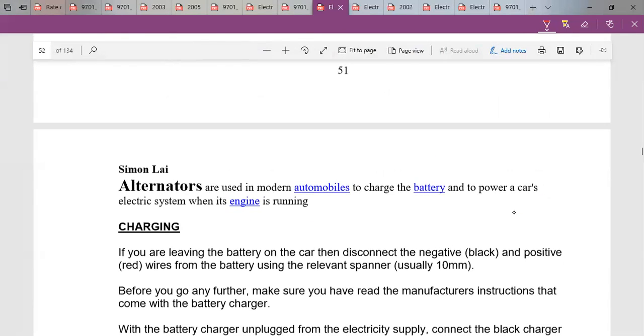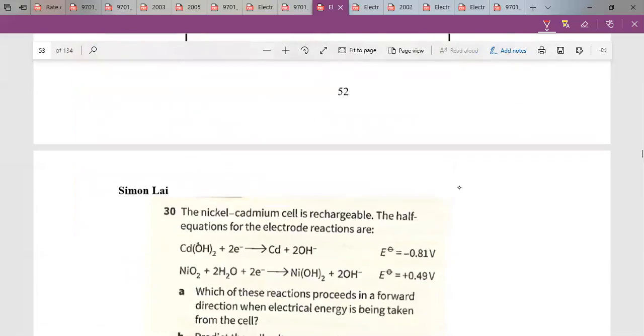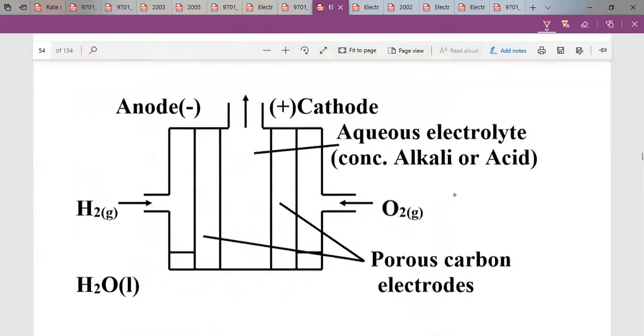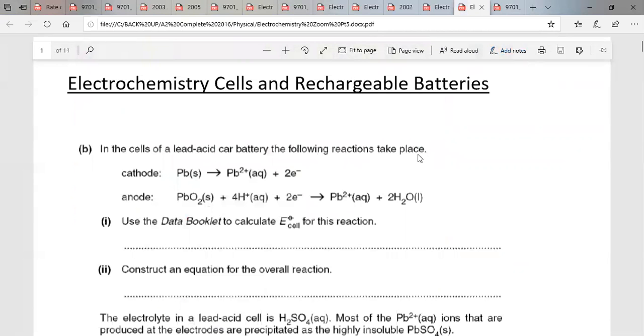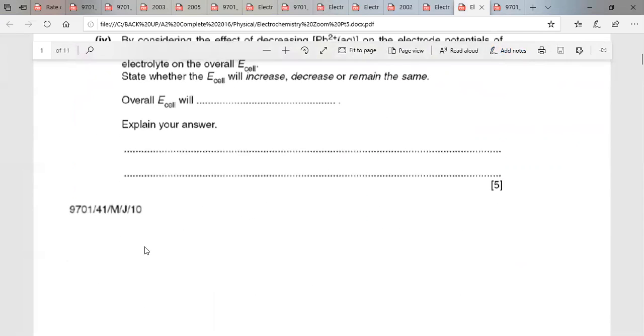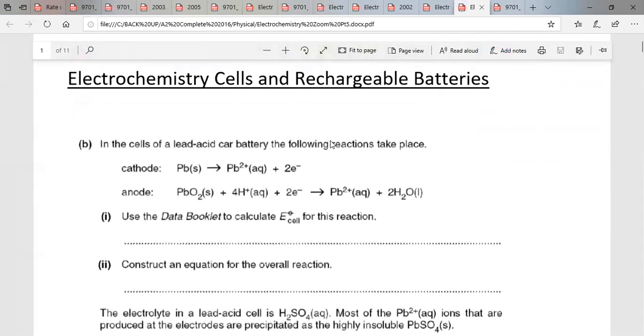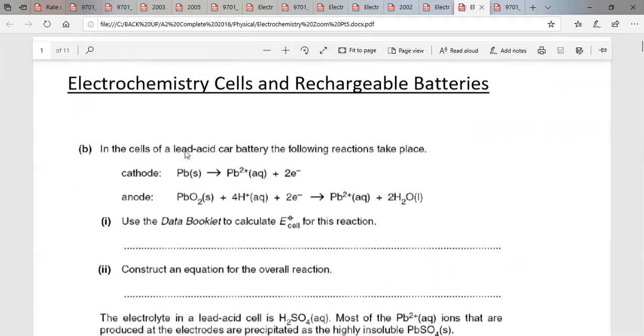Got it? Okay, and let's see how it comes out. We call it something later. Let me show you how it comes out. Okay, I did it here. Now here, this is 2010. So in cells of a lead acid car battery, the following reaction takes place. They give you the thing here.